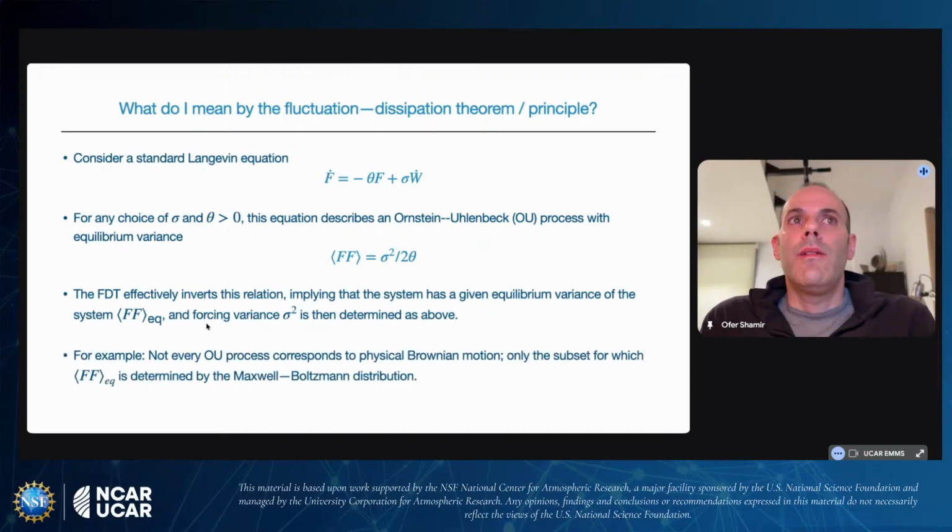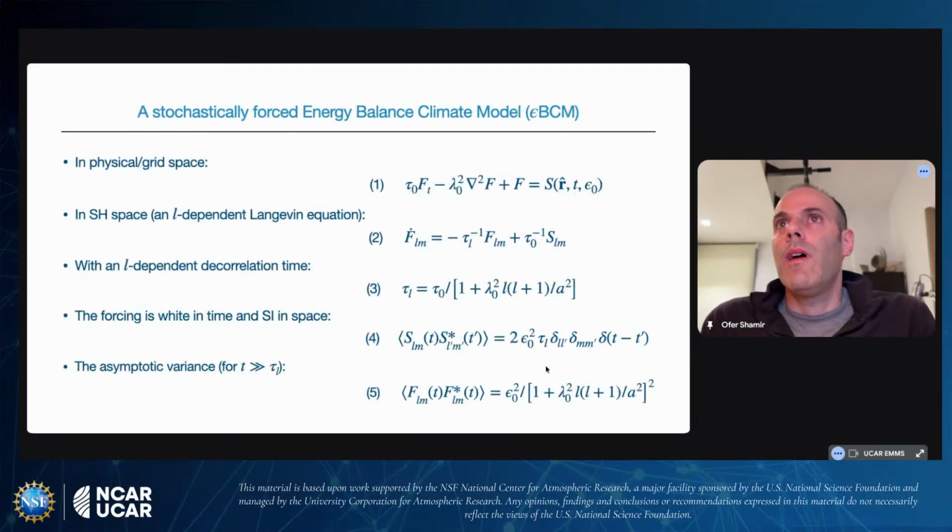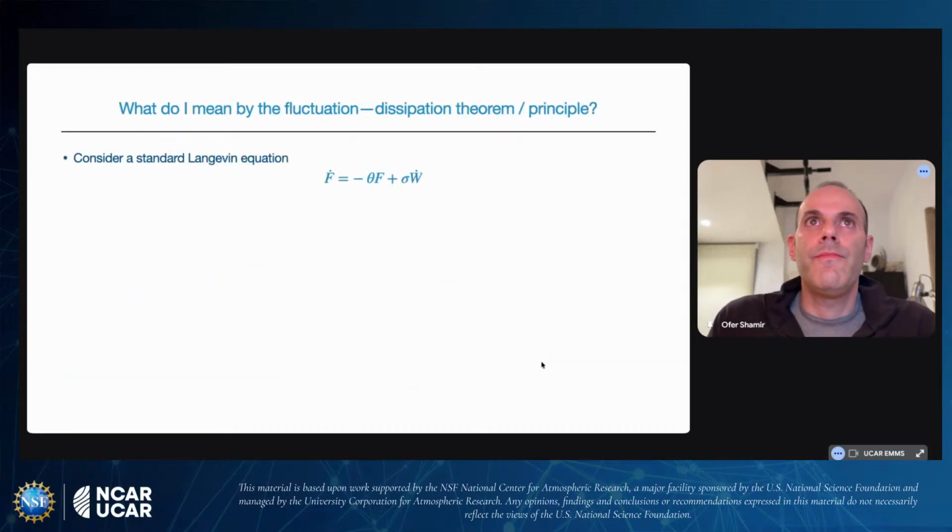So for example, not every Ornstein-Uhlenbeck process corresponds to physical Brownian motion. Only the subset for which the equilibrium variance is given by the Maxwell-Boltzmann distribution. In our case, we don't know the equilibrium distribution from first principles. We can only estimate it empirically. But one thing is clear, which is, except for a weird coincidence where the equilibrium variance is independent of scale, it most likely depends on scale, and so the variance of the forcing should also depend on scale. And the dependence I showed here is the only one that works. Okay.